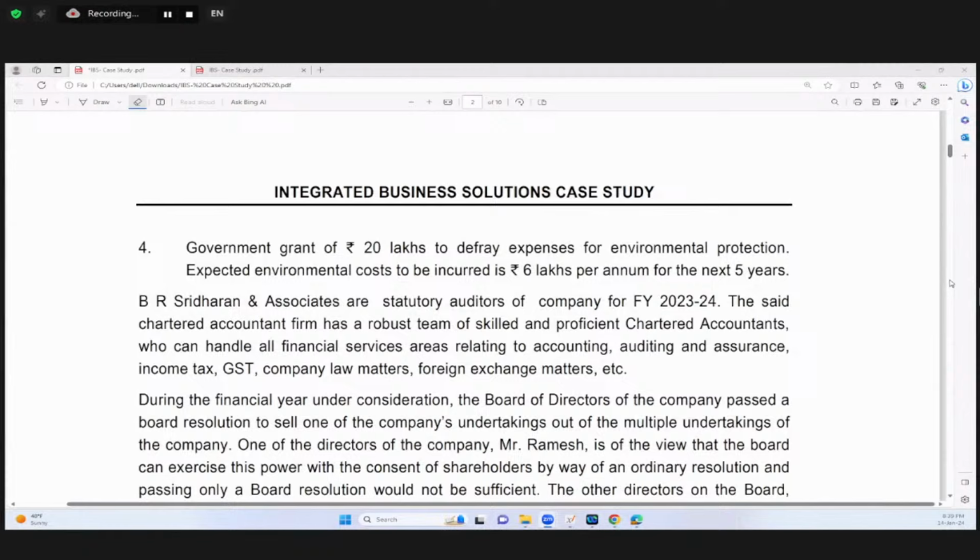I told you at that time that the company is conscious about these things, and the company is also spending on it. You can see that the company has spent 6 lakhs per annum here for the next 5 years. This expected environmental cost to be incurred is 6 lakhs per annum for the next 5 years.